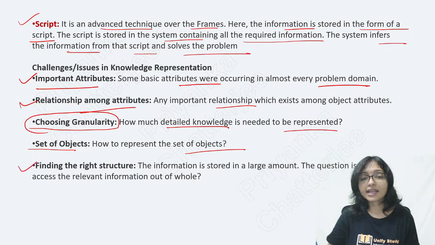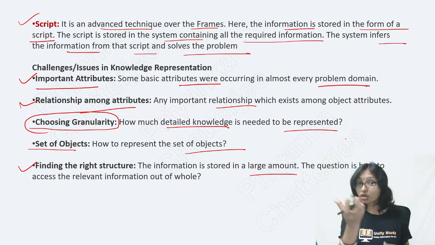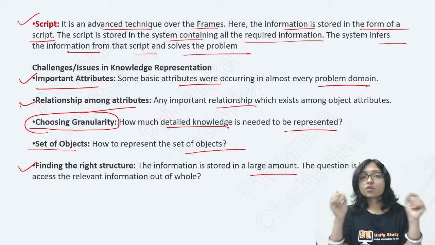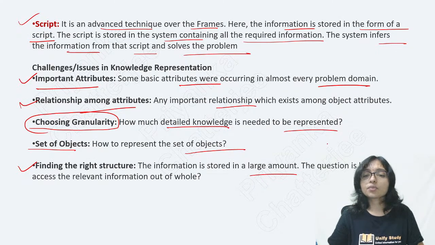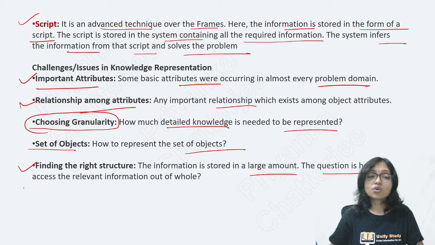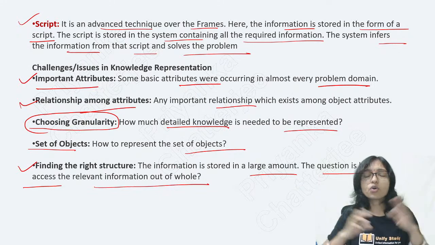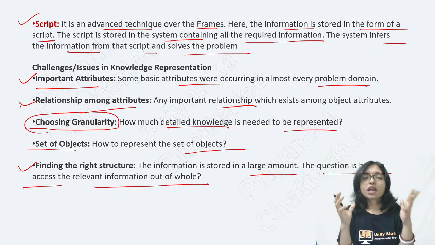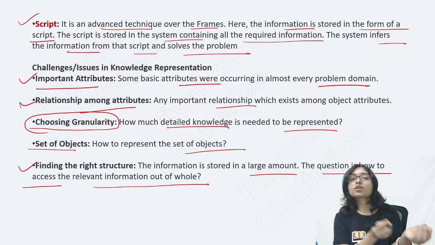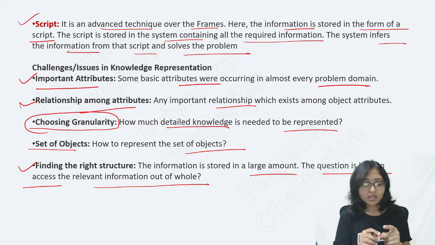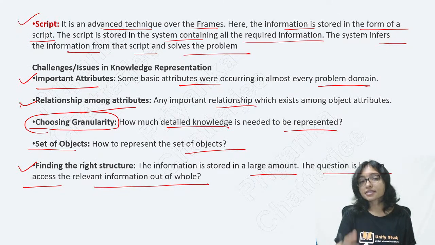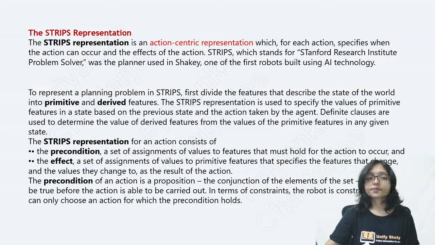And finding the right structure. The information is stored in a large amount because it is not just one line, two lines. There are so many lines that need to be represented. So the question is how to access the relevant information out of the whole. It is a whole database, a whole representation, a big area. Out of them, exactly whatever is required, how can I get it? So these are the challenges and problems.